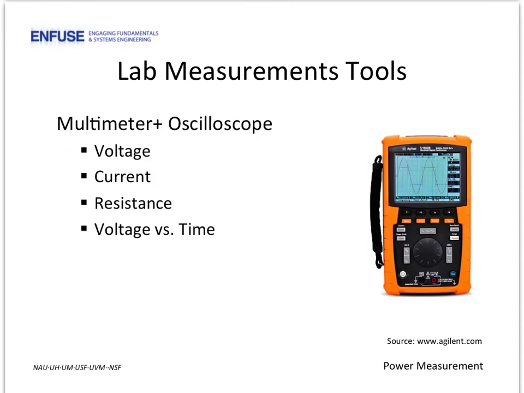Hopefully you are or will become familiar with instrumentation more modern than shown on the previous slide. Here we see a digital handheld oscilloscope that integrates into one device the functionality of multimeter parameter measurements, that is voltage, current, and resistance, and oscilloscope waveform analysis, that is voltage versus time.